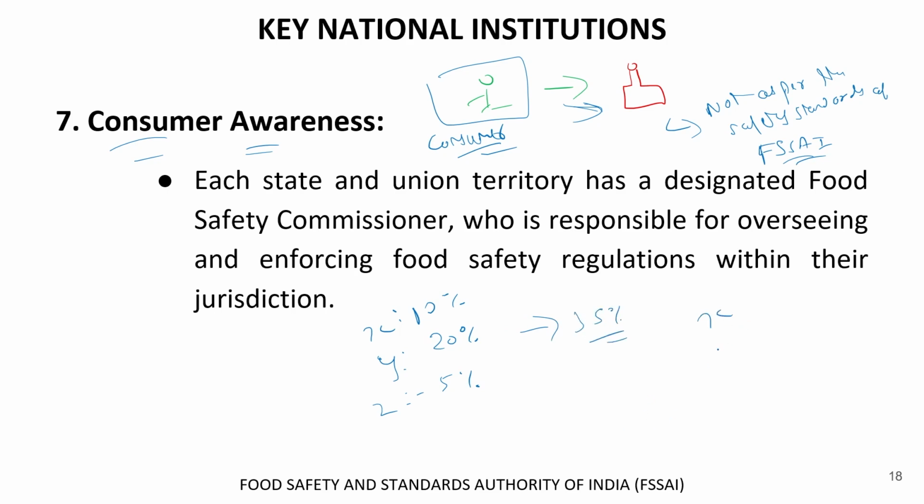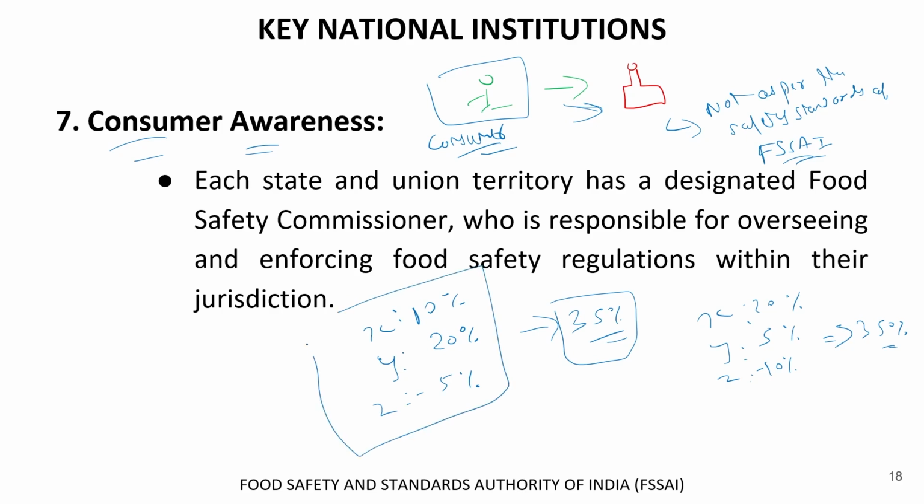Okay, second case is X, Y, Z, 20%, 5%, 10%, total 35%. The consumer who is going to buy the product must not only be aware of the 35% but also of the breakage of the 35%. Like X should be 10, Y should be 20, Z should be 5. Otherwise, he will buy it because he is only aware of the 35%, not the breakage of the 35%. And what will he do? He will consume and he will get affected adversely.